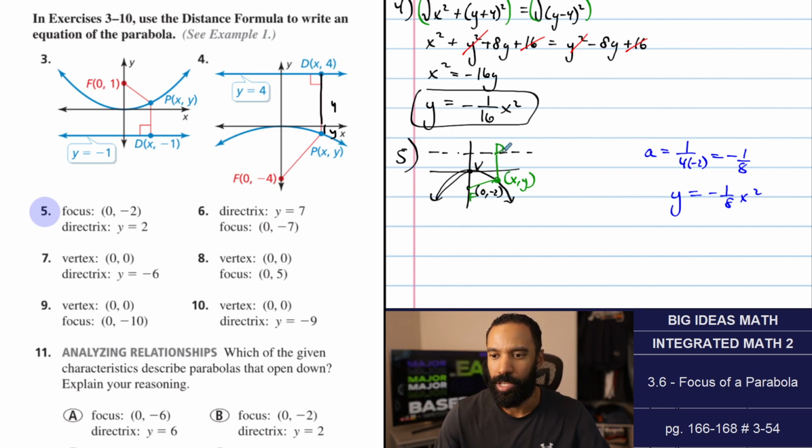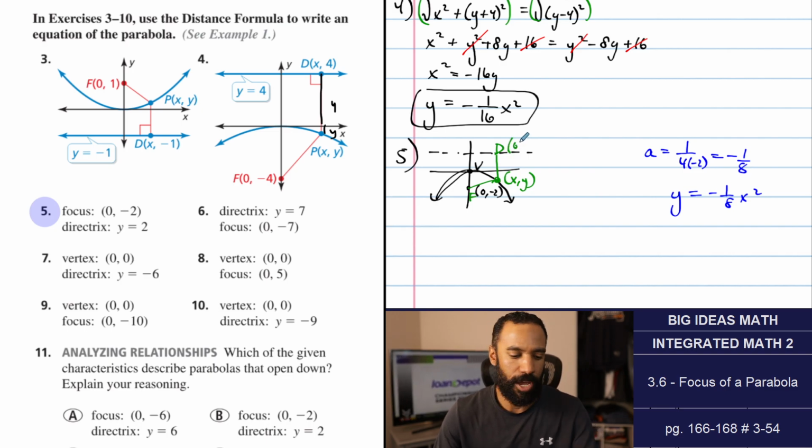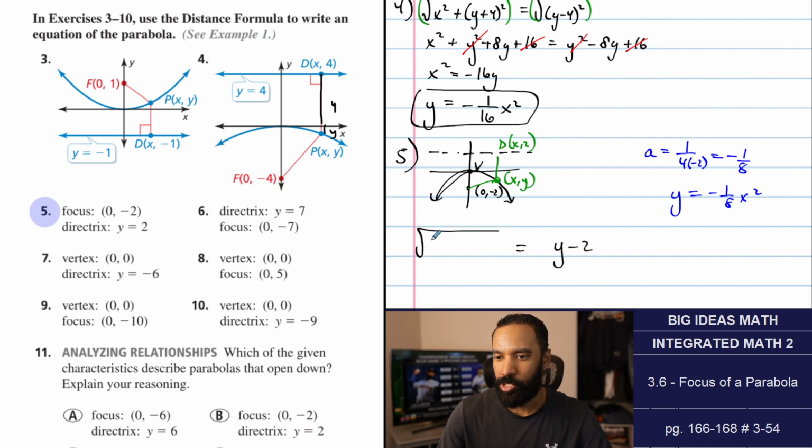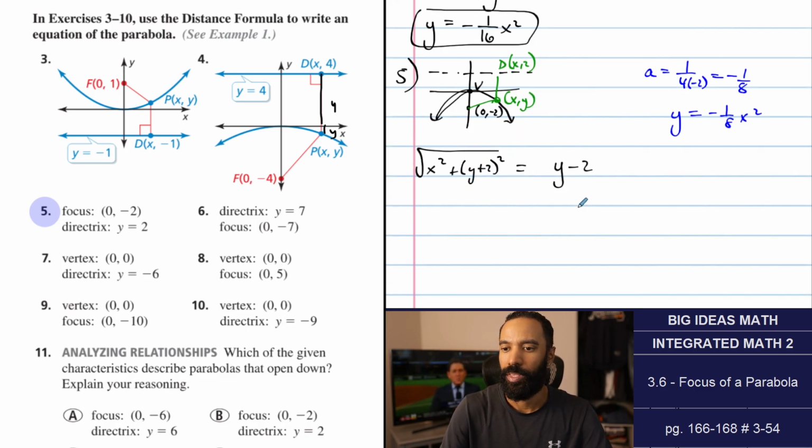So here's that focus point. Here's the directrix point. This directrix point is 2 up. This is at x comma 2. Whoops. Directrix is at x comma 2. So the same stuff as before. This distance is just y minus 2, because it's the distance between that y and that thing here. And this distance here is the square root of x minus 0 squared, that's x squared, plus y minus -2, or y plus 2 squared.